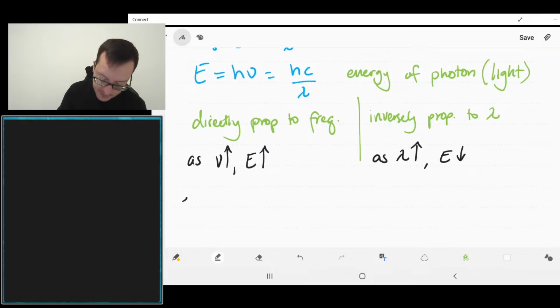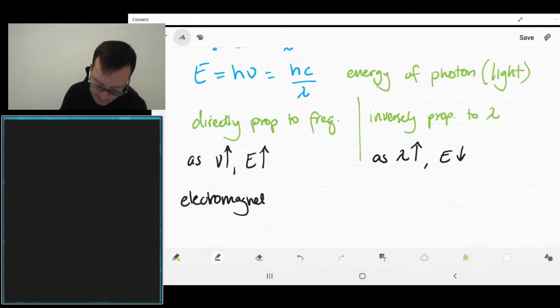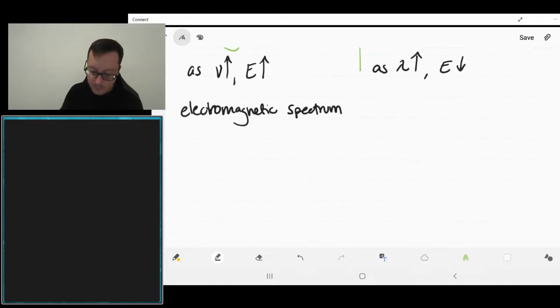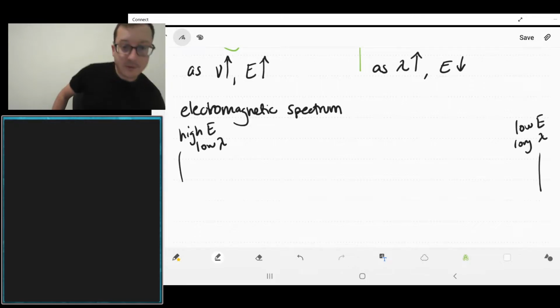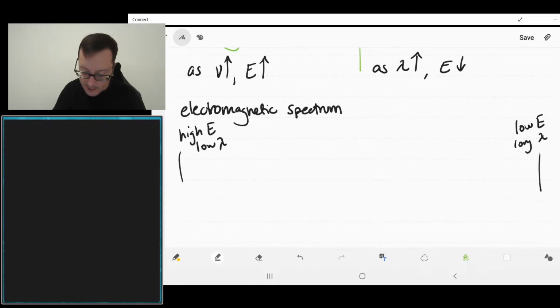Something you've probably seen before, the electromagnetic spectrum. Generally, we start this with high energy and low wavelength on one side. Remember, those are opposites. And then we have low energy and long wavelength at the other end. Kind of right here.